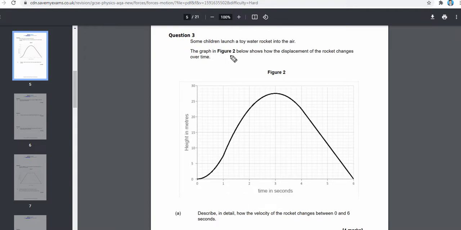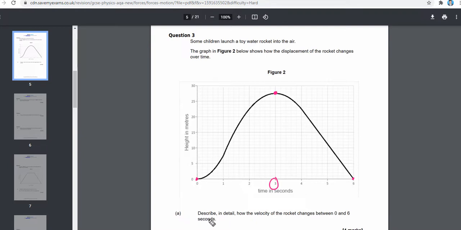The graph in figure 2 below shows how the displacement of the rocket changes over time. Whenever we have to see the graph, we always have to see what is in the x-axis and what is in the y-axis. So in the x-axis we have time, in the y-axis we have the height, which means we have the displacement. So the toy moved from a height of 0, and after some time it reached the top. It reached the top after 3 seconds. Then it began to fall down, and after 6 seconds it fell down on the ground. So now let's see part A.